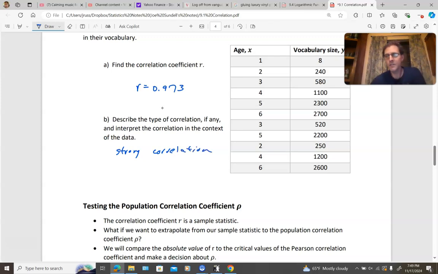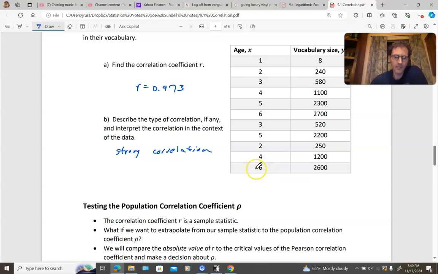And so in the context of this problem, this just means that as an individual or as a child ages, so too does their vocabulary size increase, okay? Almost perfectly linearly. So, anyway.